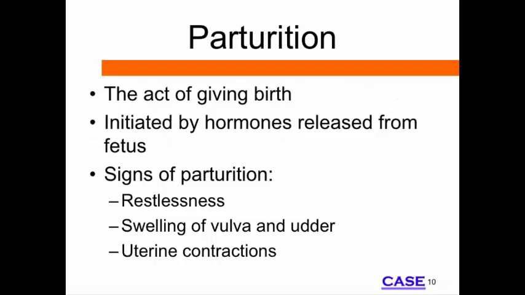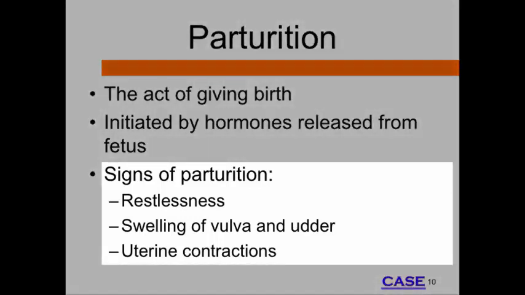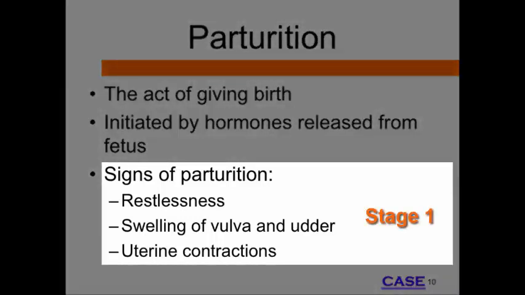Parturition is the term for a dam or mother giving birth. The specific term varies by species, such as foaling in horses, whelping in dogs, and farrowing in hogs. The signs of parturition are considered stage 1 of parturition.